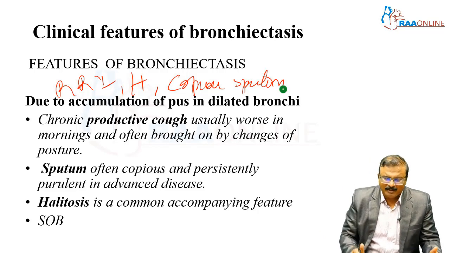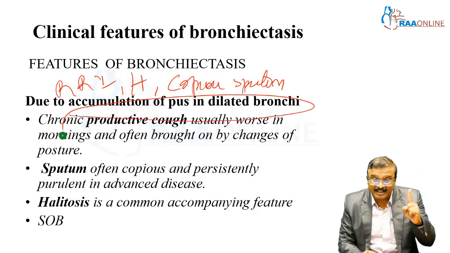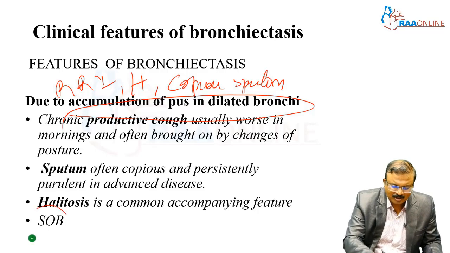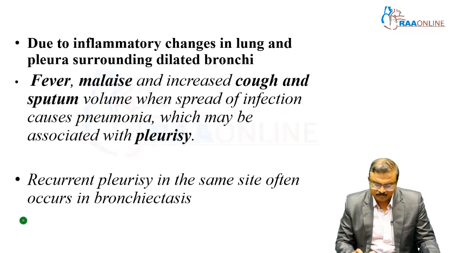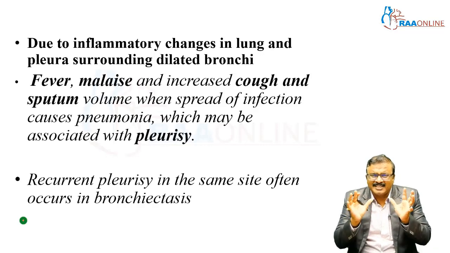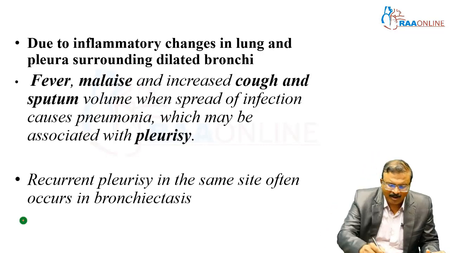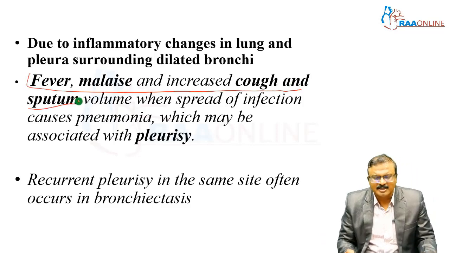Apart from that, there is accumulation of pus in the bronchi and secondary infection, which can cause halitosis and dyspnea. The patient can have dyspnea. Due to inflammatory changes in the lung and pleura surrounding the dilated bronchi, you can have fever, malaise, increased cough and sputum.